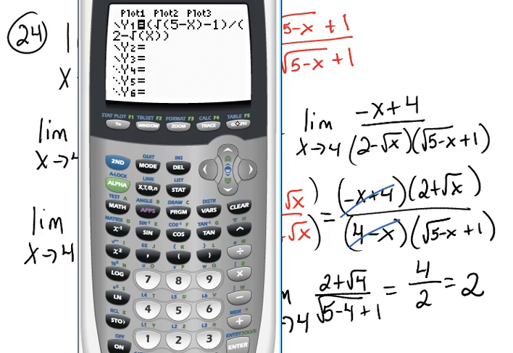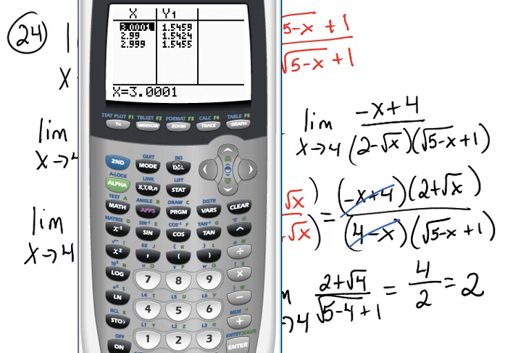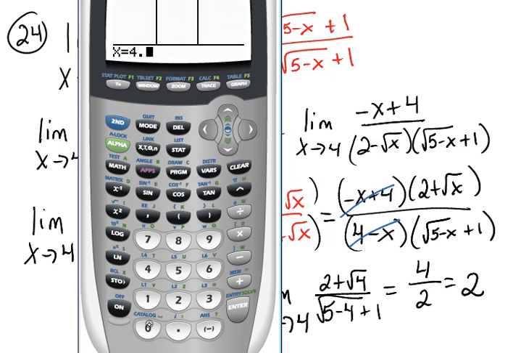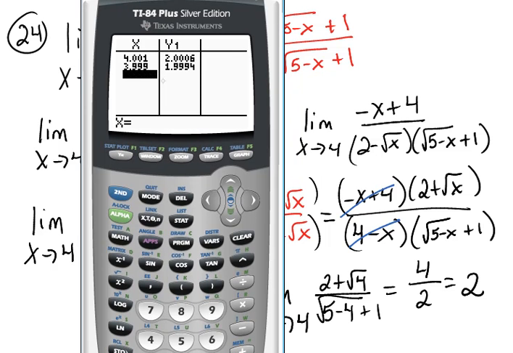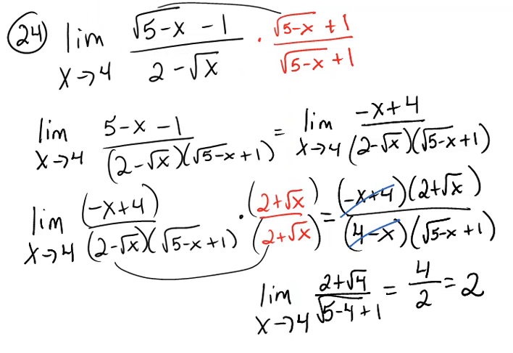Then I'll go to my table and I'm going to approach 4 from either side. So 4.001 and then 3.999. Let me scroll it down, and you'll see that you do get 2, so you can feel pretty good that this answer is correct. That was a doozy because you had to multiply on top and bottom by the conjugate of each of them.